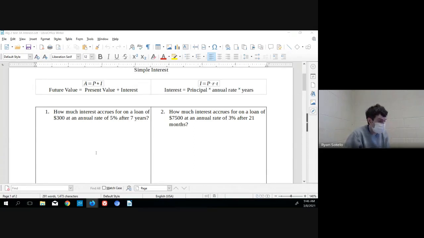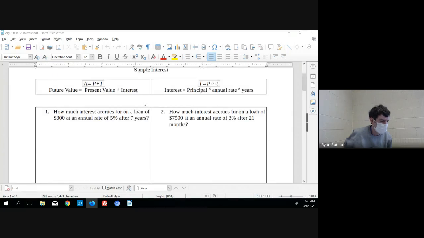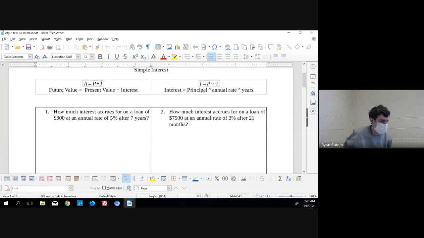So for number 1, 2, and 3, they want how much interest you got. You just need to use the formula on the right here, I equals PRT. Notice that it tells you here that P represents the principal. That's the initial investment times the annual rate times the number of years.